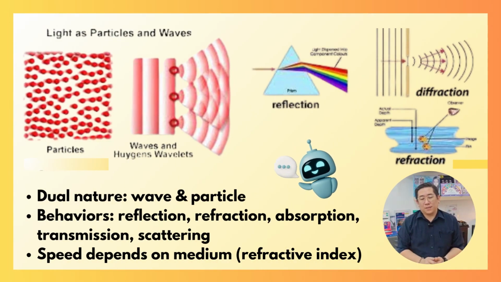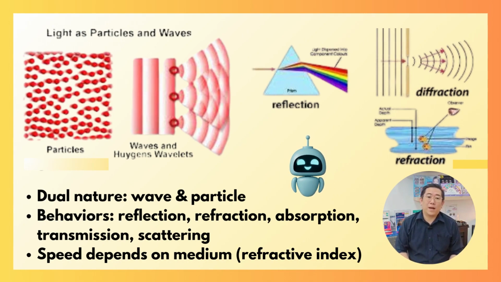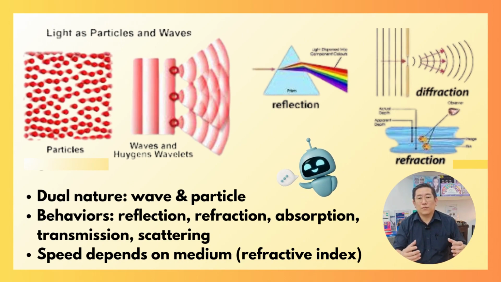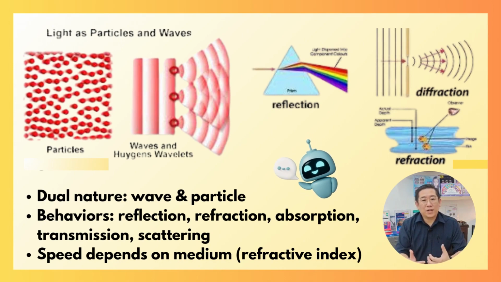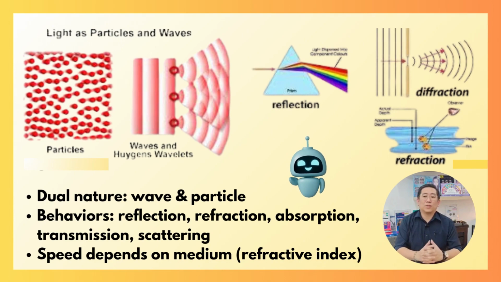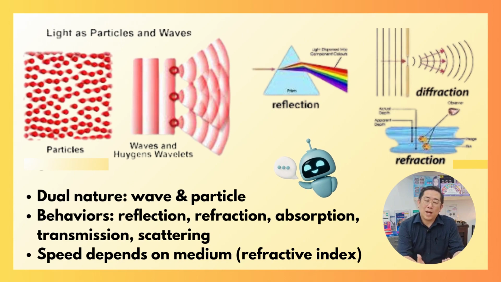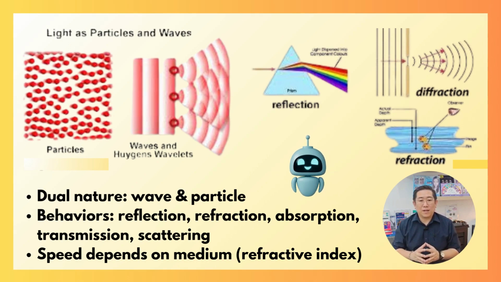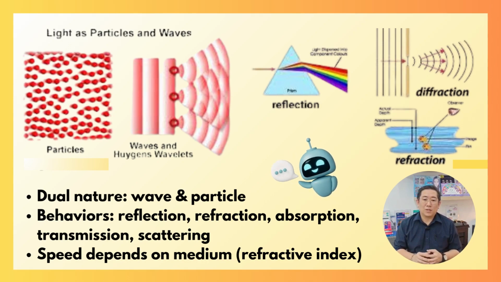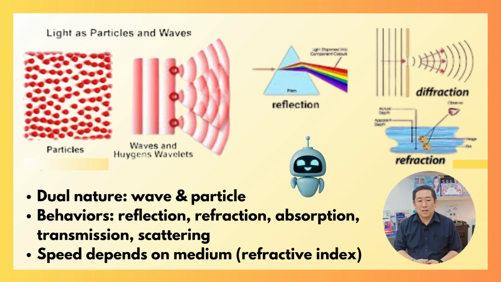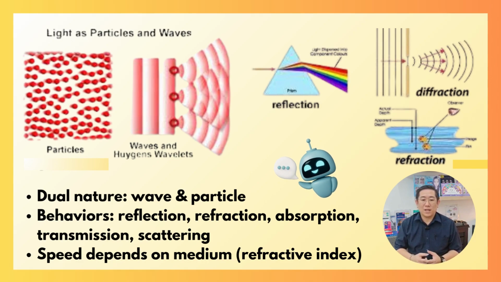Light has a dual nature. It behaves as both a wave and a particle. As a wave, it shows phenomena like reflection, refraction, and interference. As photons, light particles trigger chemical reactions in our photoreceptors. When light travels through different media, its speed changes depending on the medium's refractive index. For example, light slows down when it passes from air into the cornea, which bends the light rays. The four main behaviors of light in the eye are reflection, refraction, absorption, and transmission.